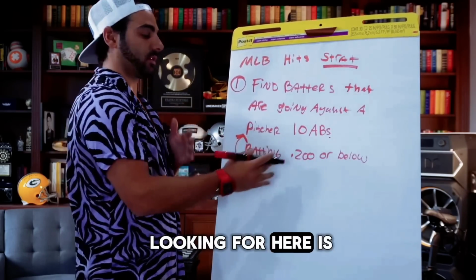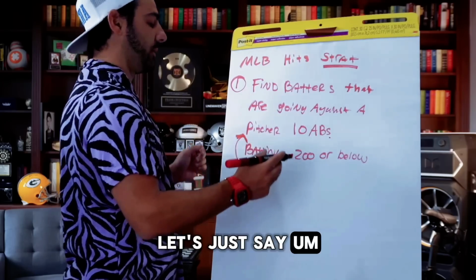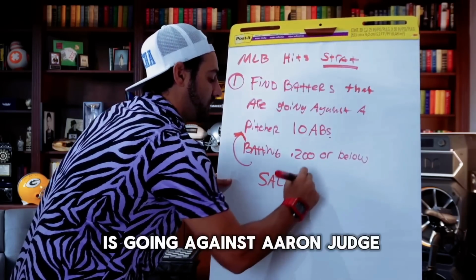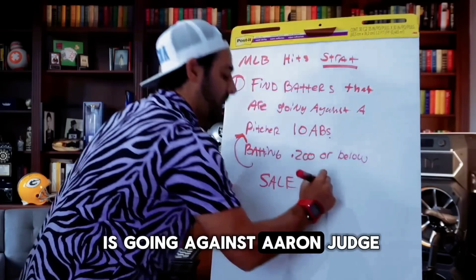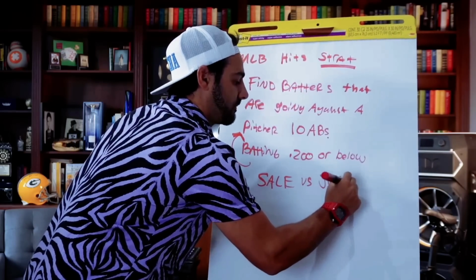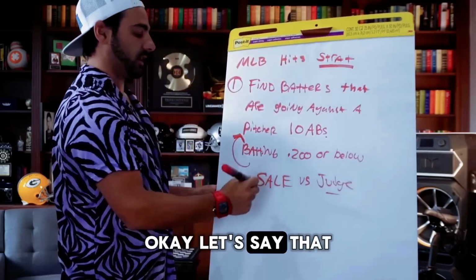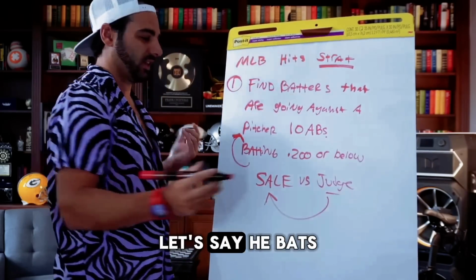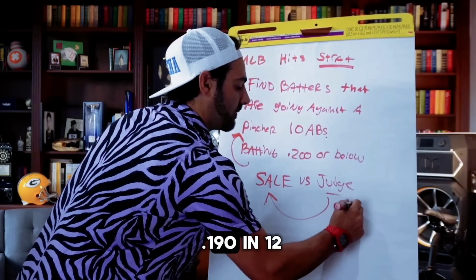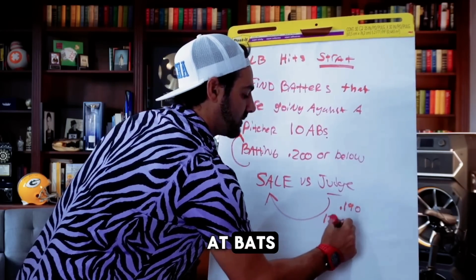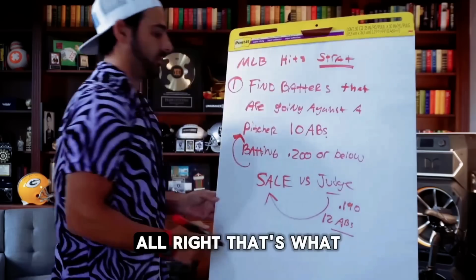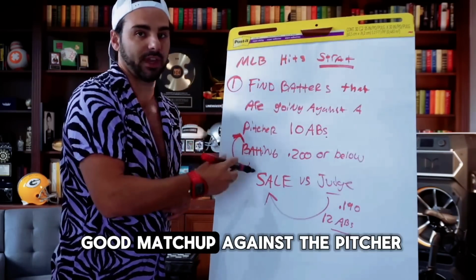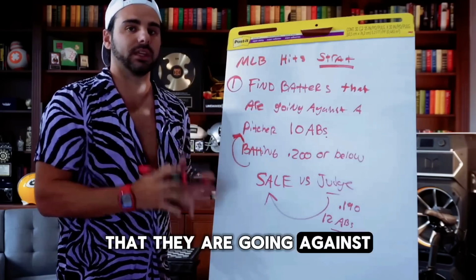Okay, so what you're looking for here is, for an example, let's just say Chris Sale. All right, let's say Chris Sale is going against Aaron Judge. Okay, let's say that Judge against Sale bats what? Let's say he bats 190 in 12 at-bats. All right, that's what you're looking for in step one. We want to find the batters that don't have a good matchup against the pitcher that they are going against.